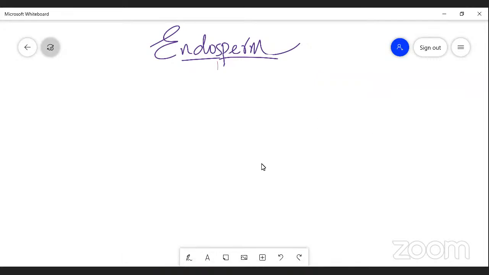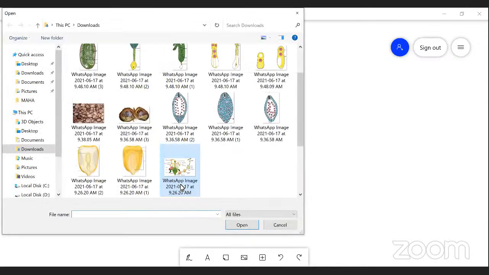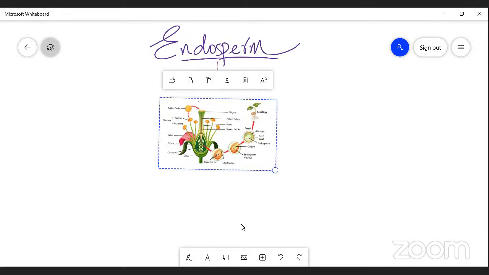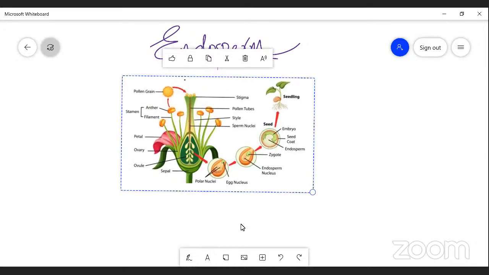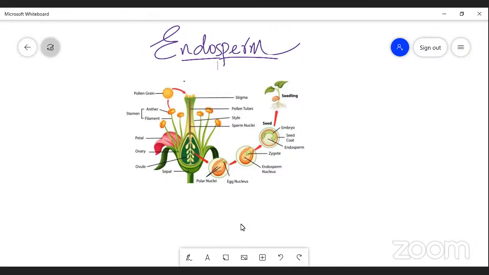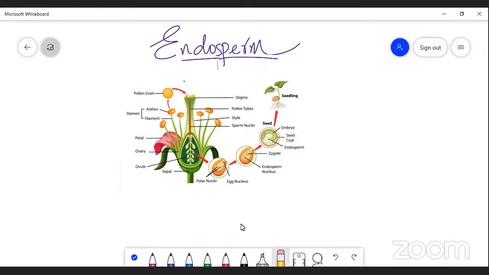My dear students, I am going to illustrate this plant, which we have discussed in the previous class, right? You can see all the parts of the flower very clearly. The topic was discussed yesterday, right? This is a flower where you can see the development of endosperm. As I said in the previous class, endosperm originates from the ovular region. This is the ovular region.